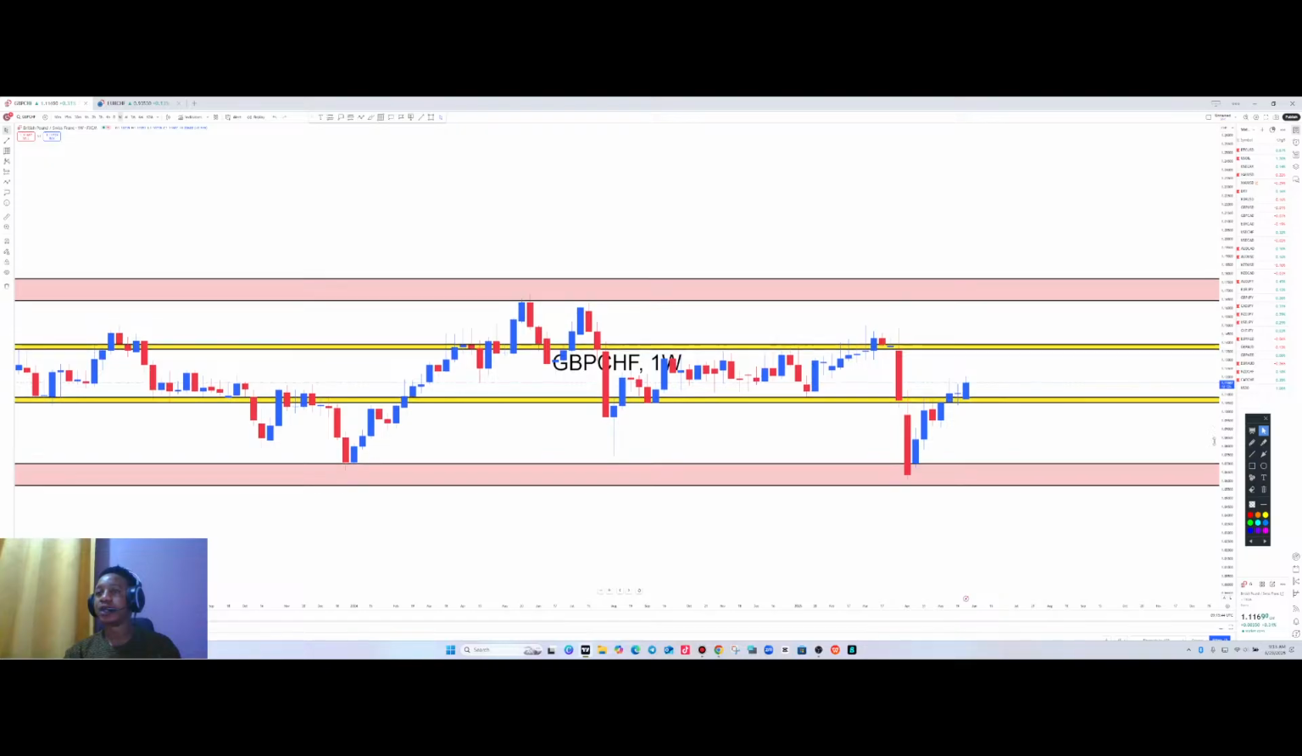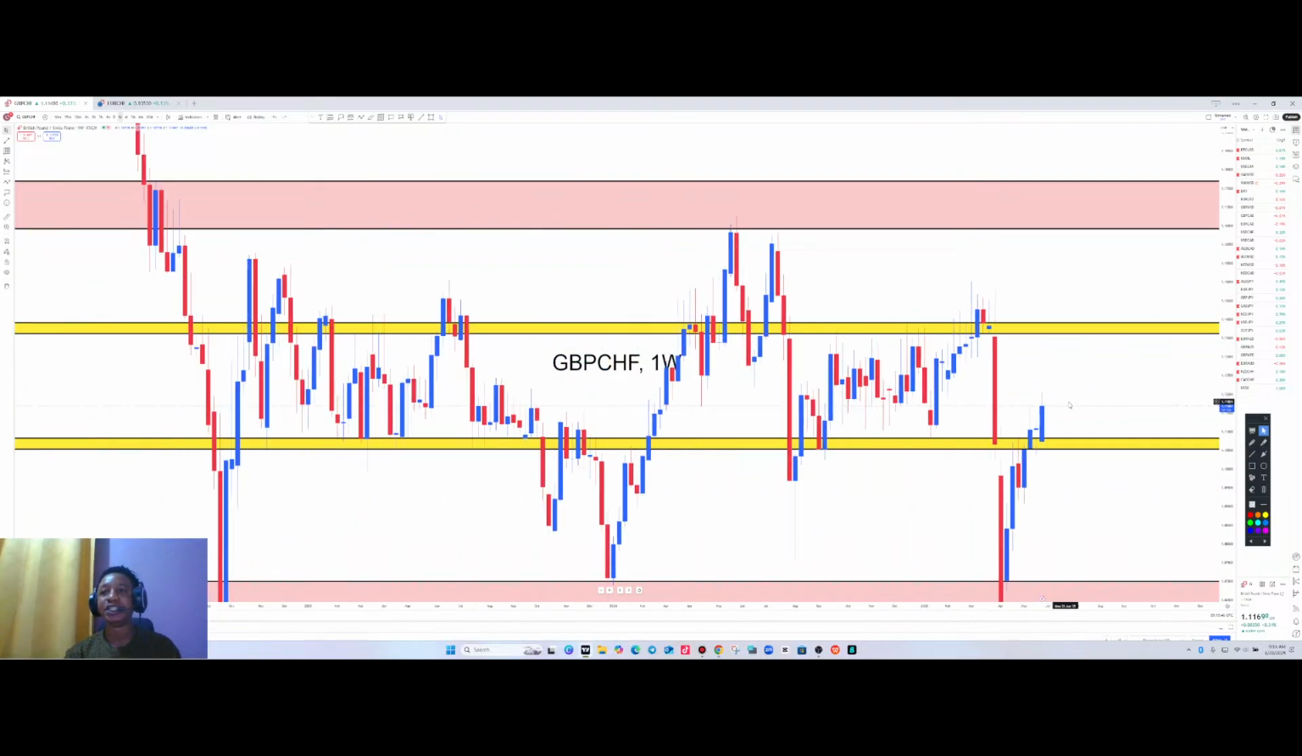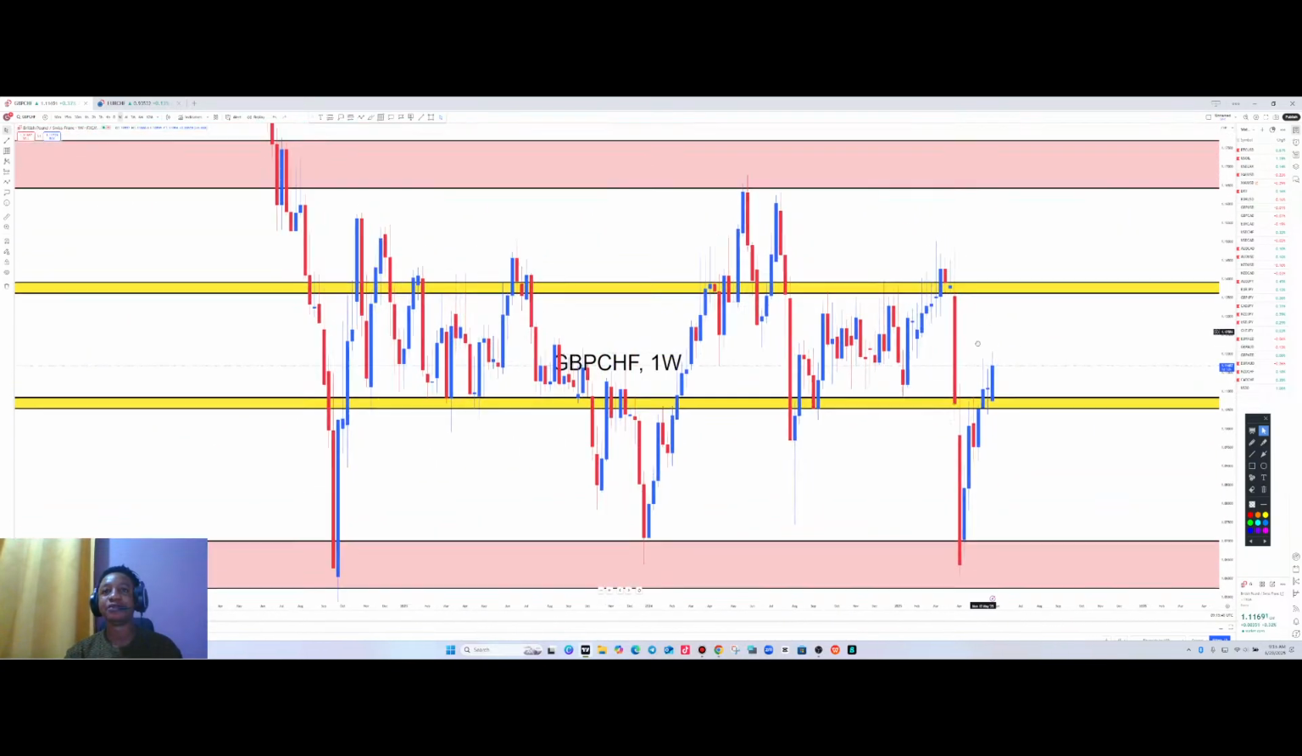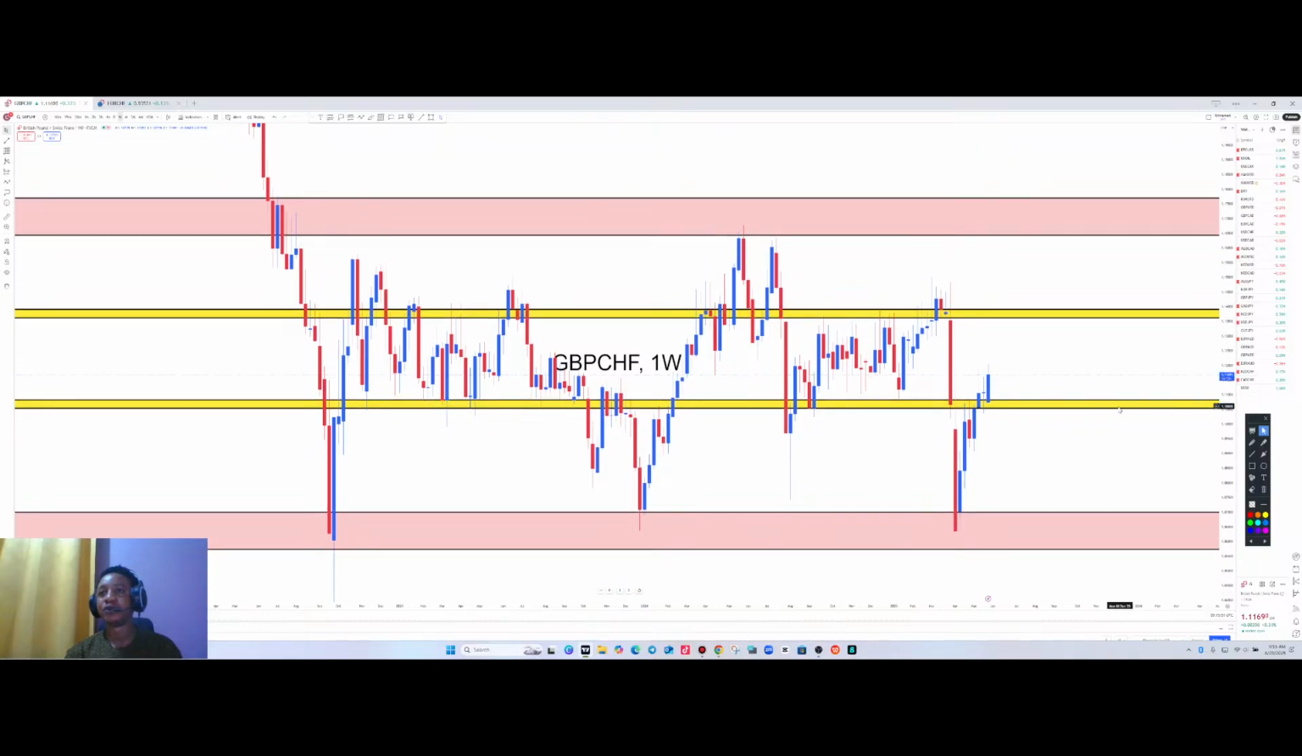All right, so this is also the weekly time frame of GBP CHF. So GBP CHF on the weekly time frame, let's explain as well. If you look at the weekly time frame, we have the weekly upper zone and the weekly lower zone. What has price done on the weekly? Price has been able to break above the weekly lower zone, or weekly resistance, to the upside.